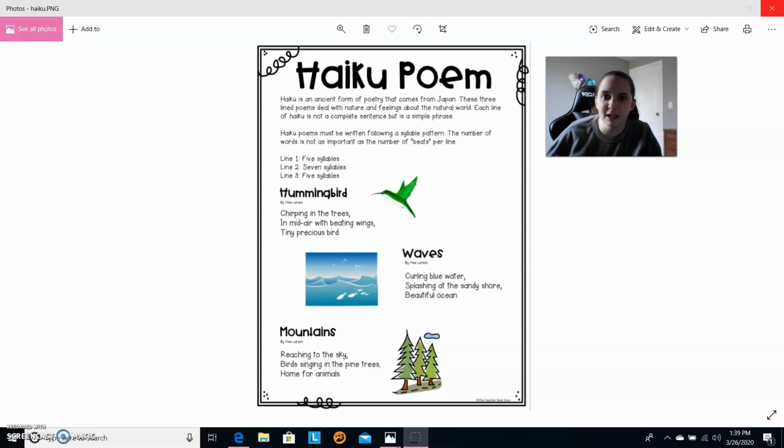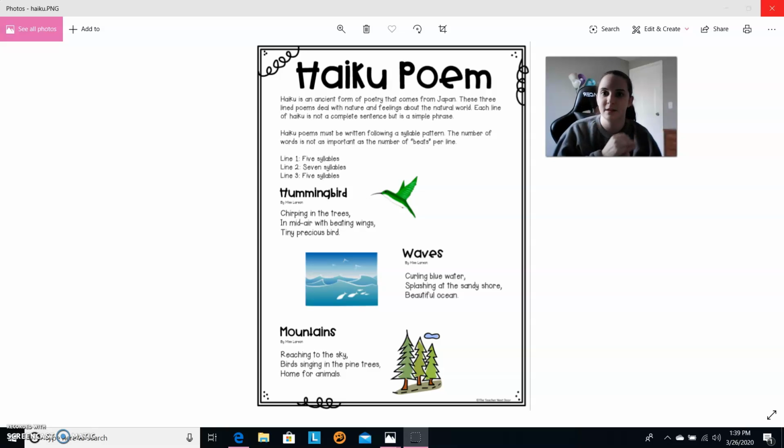So haiku poems must be written following a syllable pattern. The number of words is not as important as the number of beats per line. What that means is when you're making a haiku, we call it 5-7-5. So the first line has to have 5 syllables. That means how many times am I clapping? Let's look at the first one. Hummingbird, chirping in the trees.